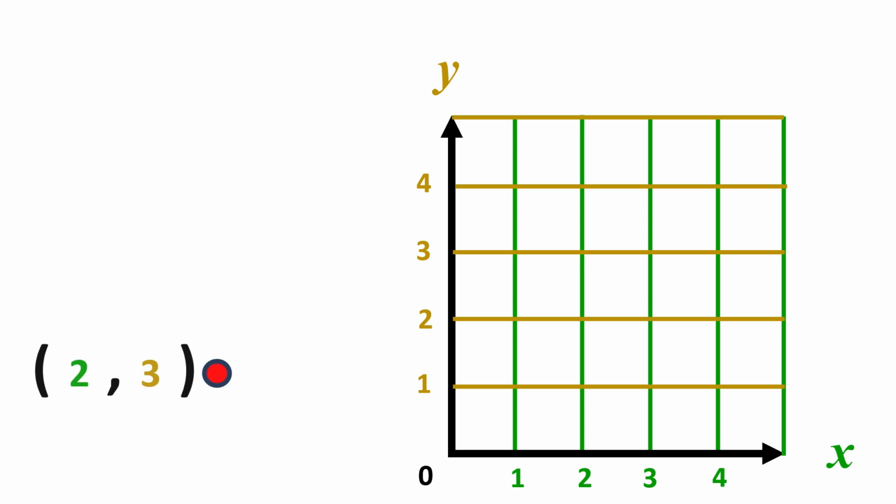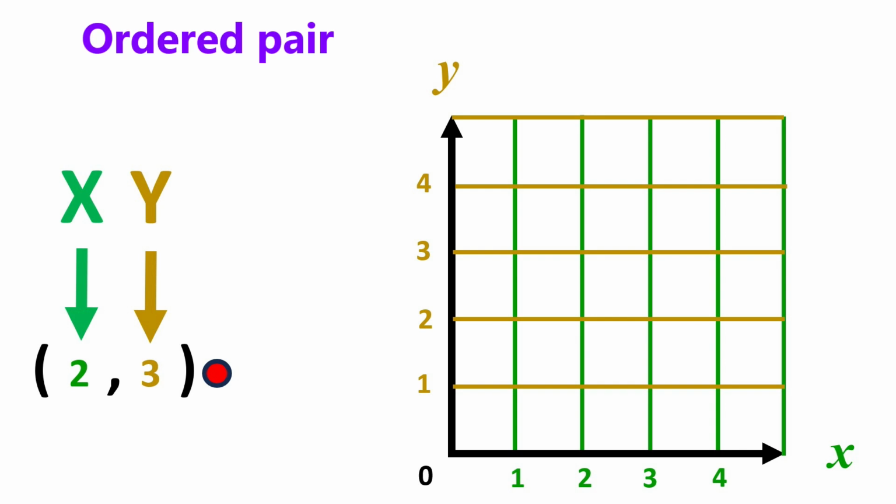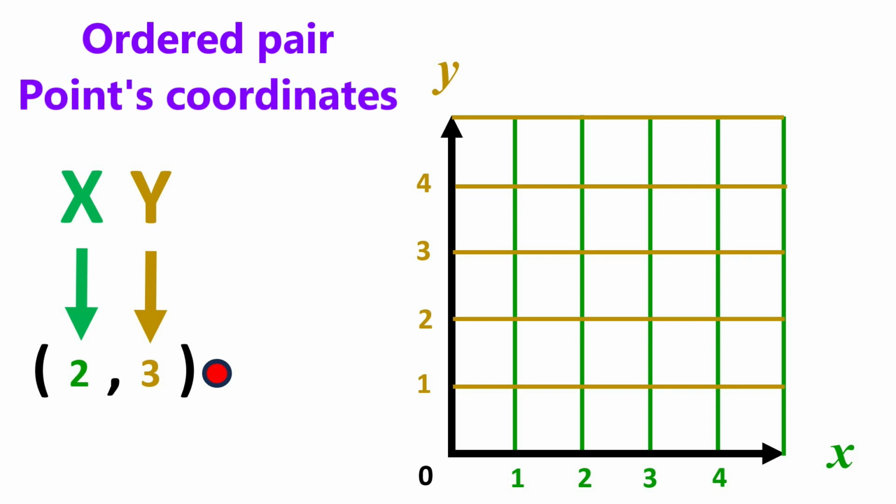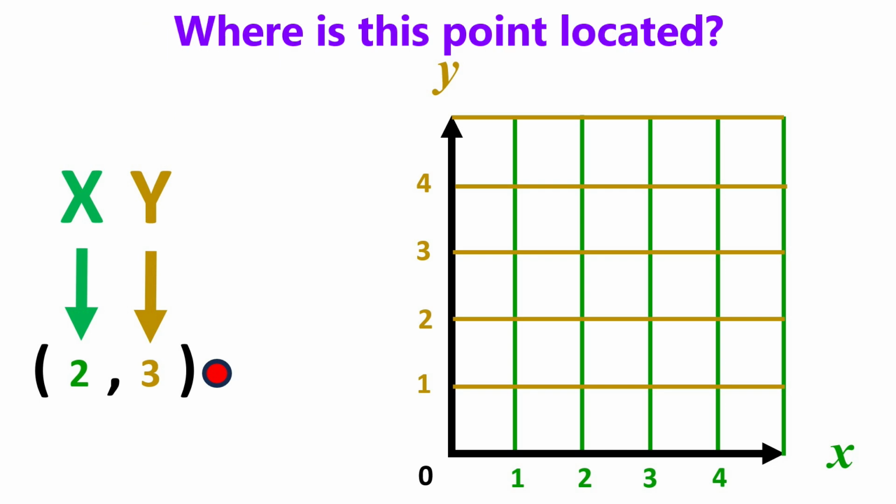Here's a point that we want to plot on the graph. The first number is called the x-coordinate. The second number is called the y-coordinate. You can remember the first number is x and second is y, because x comes before y in the alphabet. We put these numbers inside a set of parentheses separated by a comma. We call this set an ordered pair. We also call this a point's coordinates. We pronounce this 2, 3. Where is this point located?